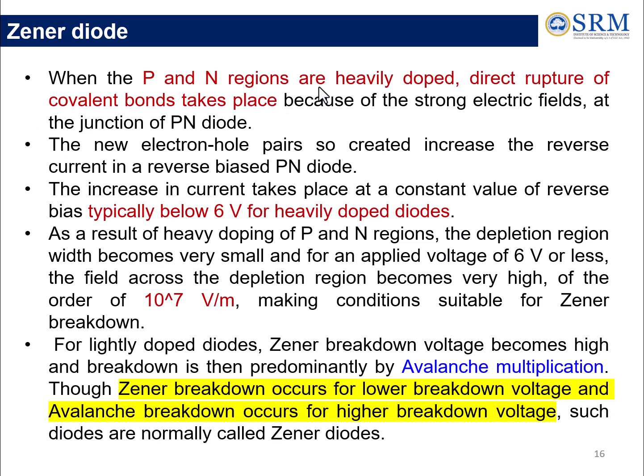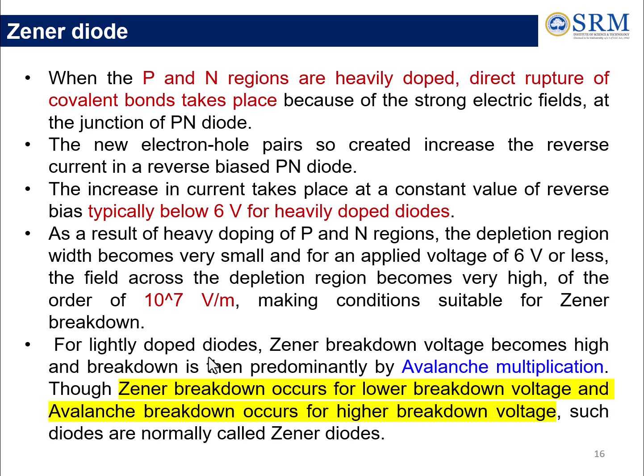When the P and N regions are heavily doped, direct rupture of the covalent bonds takes place because of the strong field at the junction. The new electron hole pairs so created increase the reverse current. Under reverse bias in a PN diode, the increase in current takes place at a constant value of reverse bias, typically below 6 volts for heavily doped diodes. As a result of heavy doping, the depletion region width becomes very small, and for an applied voltage of 6 volts or less, the field across the depletion region will be very high, in the order of 10 power 7 volts per meter, which makes this condition suitable for the Zener diode.